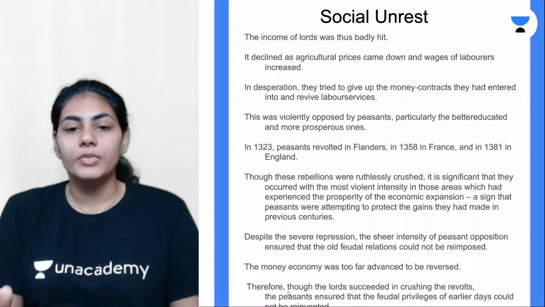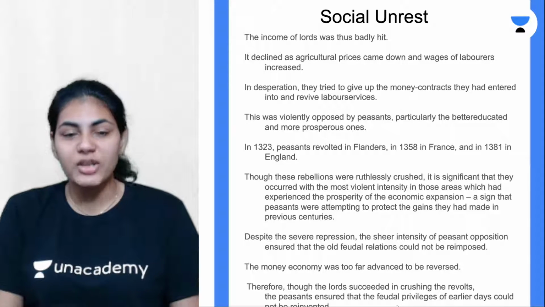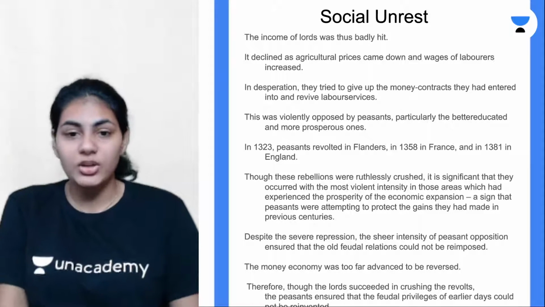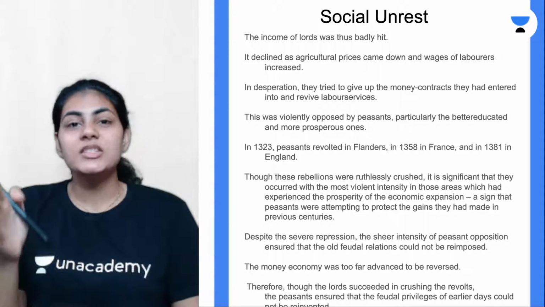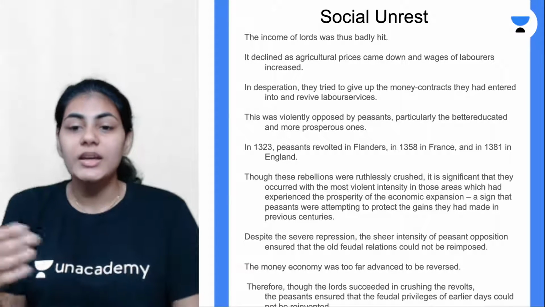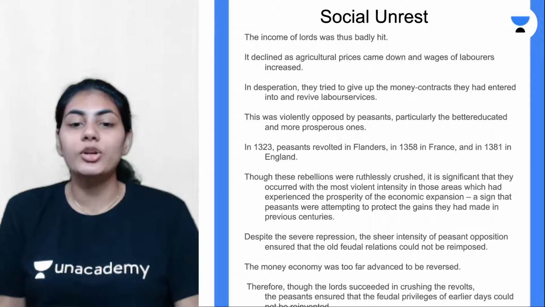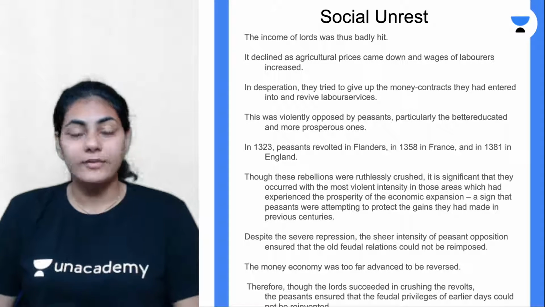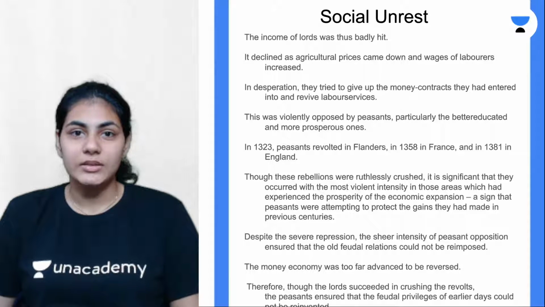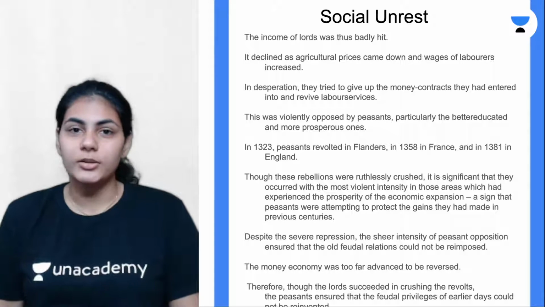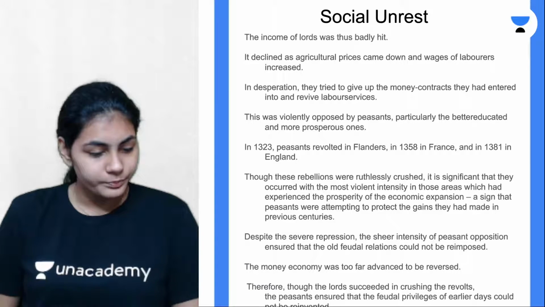So though the lords succeeded in crushing the revolts, because they had their own army and power, the peasants ensured that the feudal privileges of the earlier days, which were there till the 13th century, would not be reimposed. Peasants were already tired. They said, we can't do this anymore. We can't allow somebody else to control our lives. They're frustrated, obviously they have so much anger within them, and now they burst it out, right?